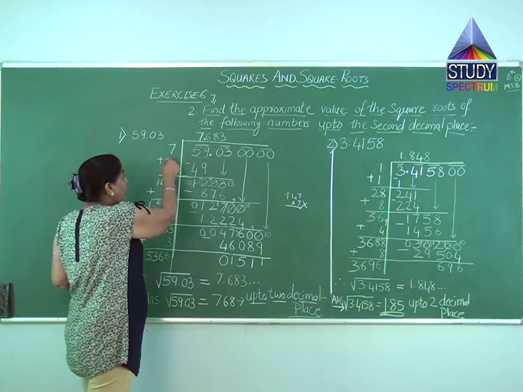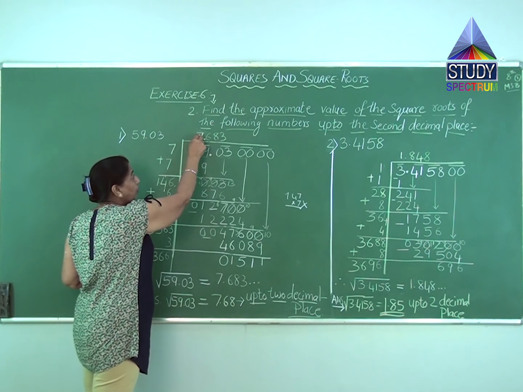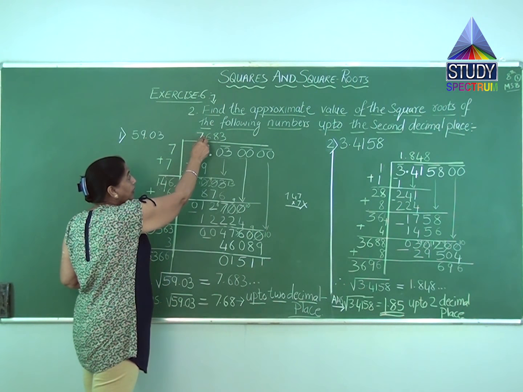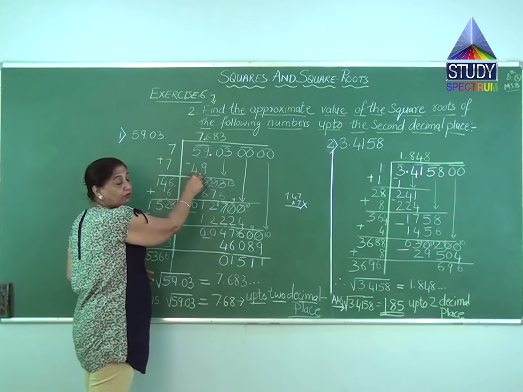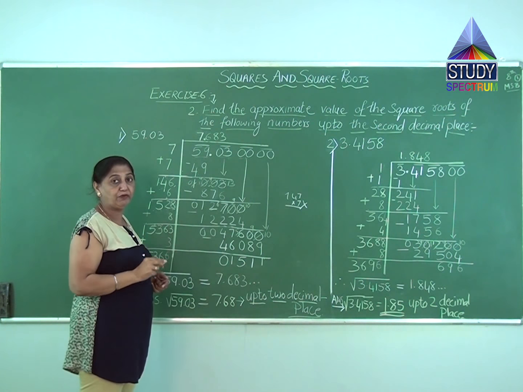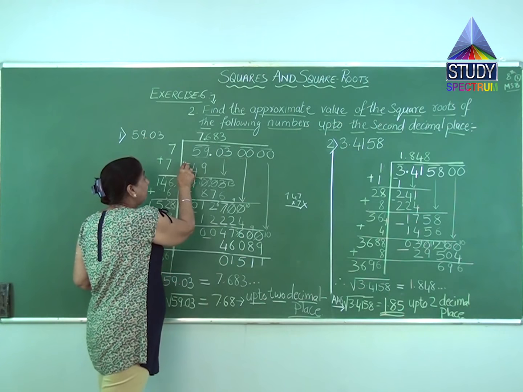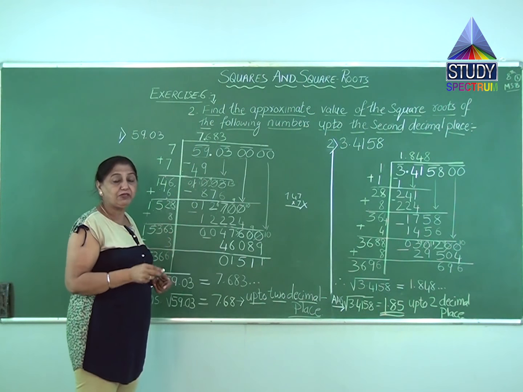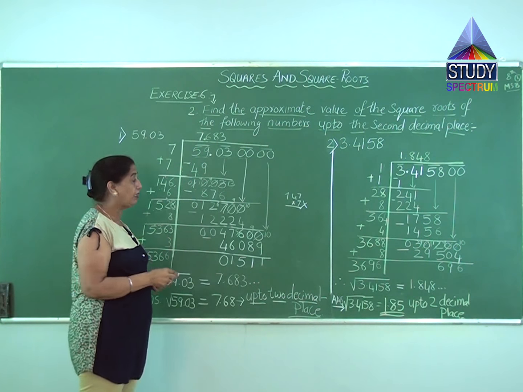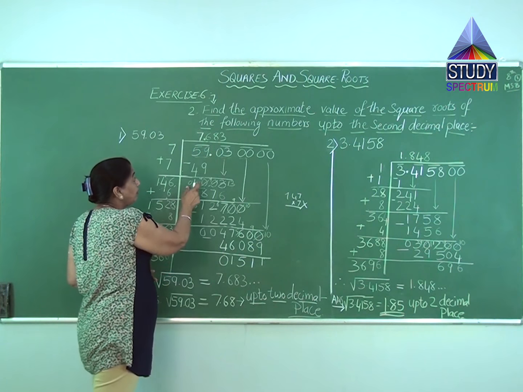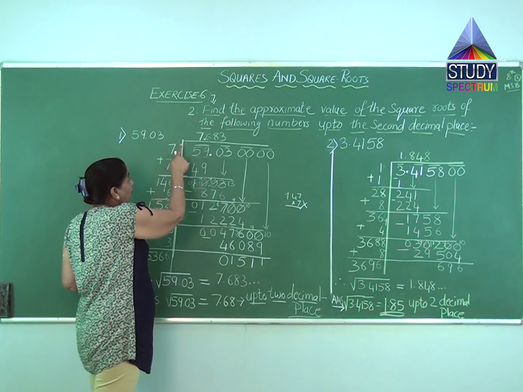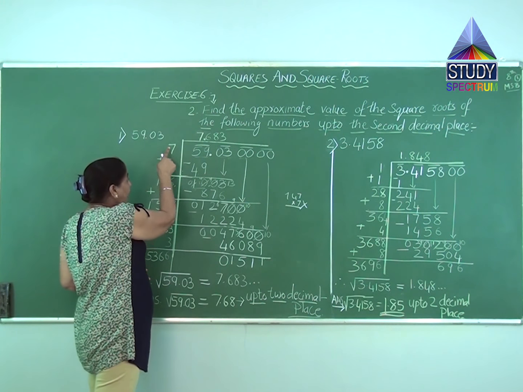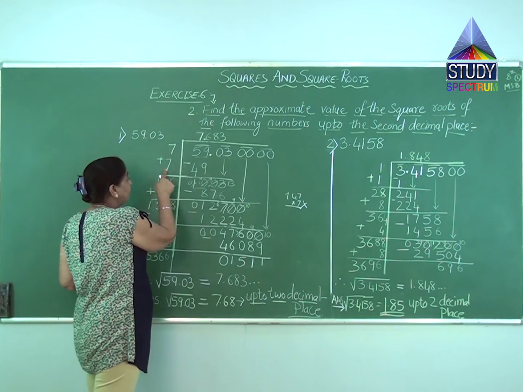So 7 you will write over here. 7 into 7, the 7 you will put over here. That gives me 49. So 49 you have to write below 59. Then subtract it. After subtracting, what will you get? 10. 59 minus 49 gives me 10. Right? Now next, the same 7 I have to bring down over here and add with this 7. I got 14.